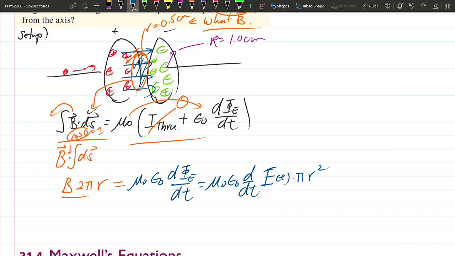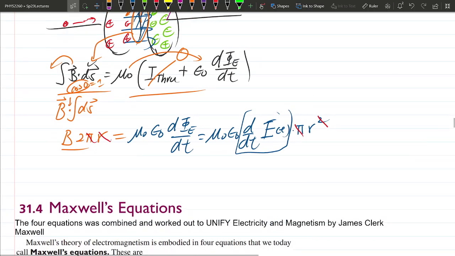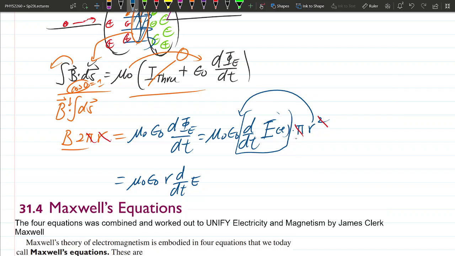Since these are both constants with respect to time, the only thing that depends on time is the electric field. In fact, we can start canceling terms here. We can cancel out this guy, next guy, and cancel out one factor of r. And then what we have next is mu naught, epsilon naught, and then the r can be pulled outside because it's constant with respect to time. I have to figure out how fast this electric field is changing with time. And remember the electric field between two capacitors.